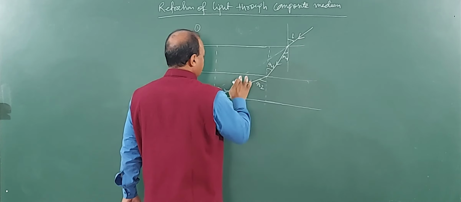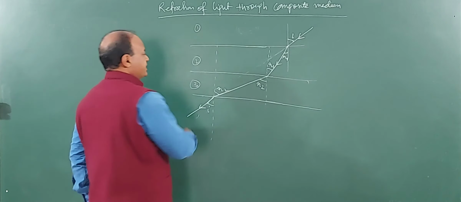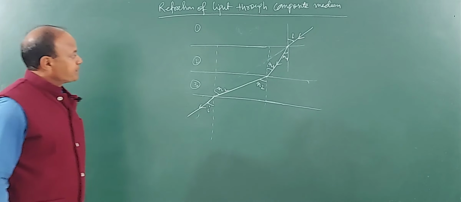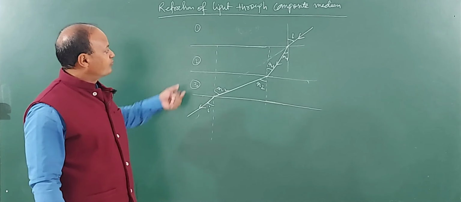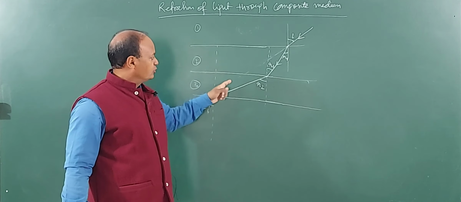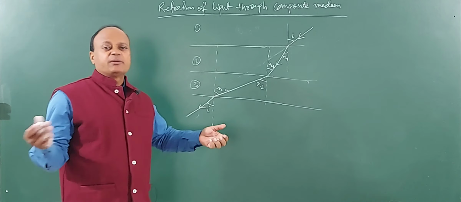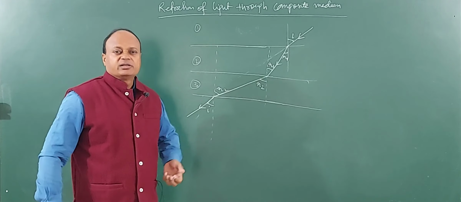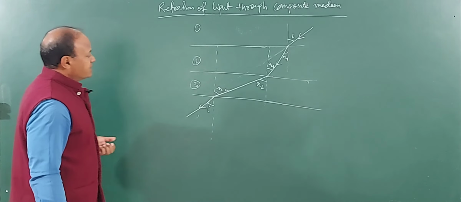If I consider this as angle R2, so this will also be angle R2. I'll drop this one, but you have to keep in mind that the incident ray and the emergent ray will be parallel to each other. Clear? So you can see it's a case of multiple refractions, 1 to 2, 2 to 3 and 3 to 1. Okay? So what is a composite slab or a composite medium? It is made up of a number of different mediums, or different media.